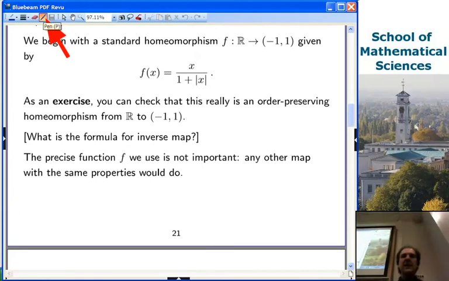I say any other map with the same properties would do. Anybody else know another one? Who can think of something trigonometric that might? The first thing you think of might do pi by 2, minus pi by 2 and pi by 2 instead, so you'll have to scale it a bit. Any suggestions?